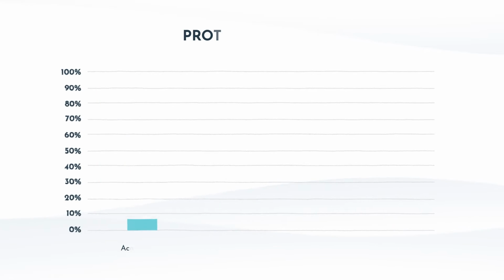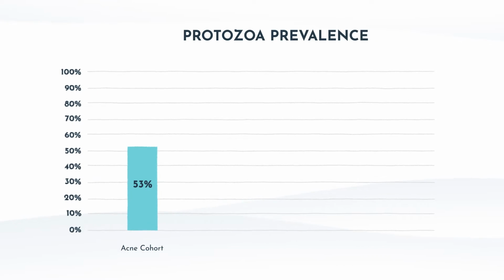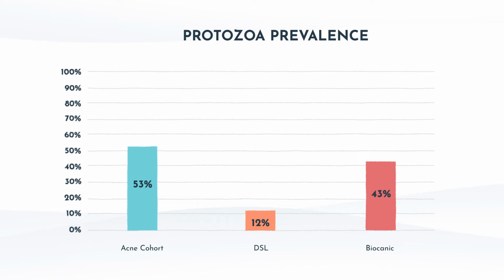And then for Protozoa, my Protozoa rate of 53% was for any Protozoa. It could be anything from Giardia to Endolimax nana, Blastocystis hominis; any Protozoa was packaged into that 53% group. I couldn't find any published research that looked at any Protozoa in the gut, but Diagnostic Solutions, 18,000 GI maps, was at 12%. Biocanic was at 43%. They couldn't figure out why they were that far off of Diagnostic Solutions. So 53% of acne patients compared to 12% of people with GI problems.